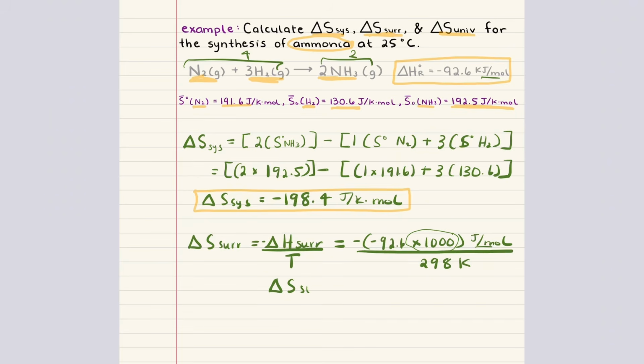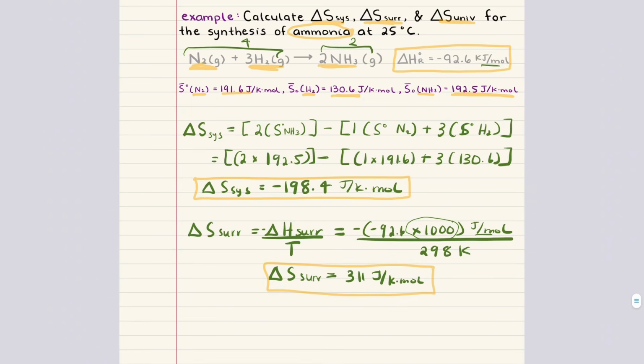92,600. So that's 92,600 joules per mole. Plugging that in, we get approximately plus 311 joules per Kelvin per mole.